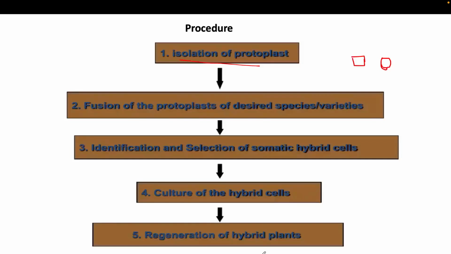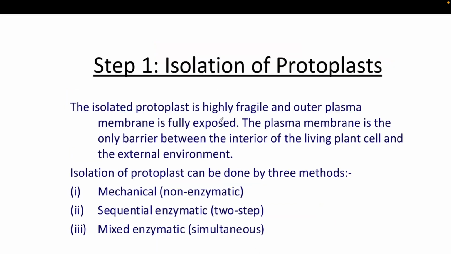It should have the capability to produce all kinds of parts: it should produce the leaves, the shoot, and the root. All this regeneration should happen in the hybrid plants. So that is the whole procedure for how we do somatic hybridization. Now we will see in a very detailed manner how each step happens. So the first one is the isolation of the protoplast.